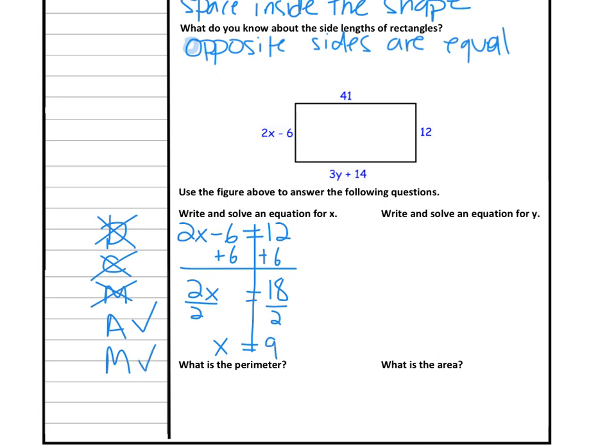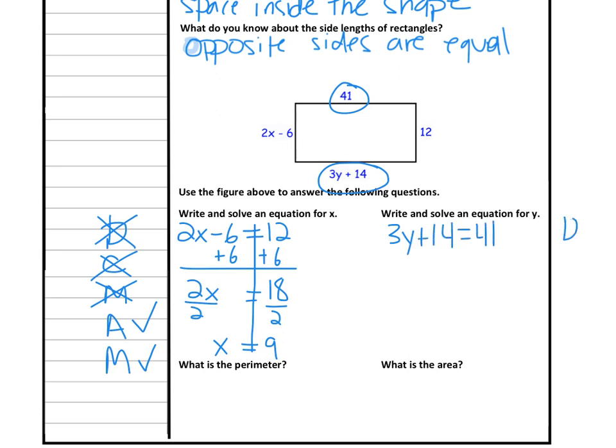Now I need to do the same thing and solve an equation for y. So I need to match up the sides that went together. So 3y plus 14 should be the same as 41. So 3y plus 14 equals 41.